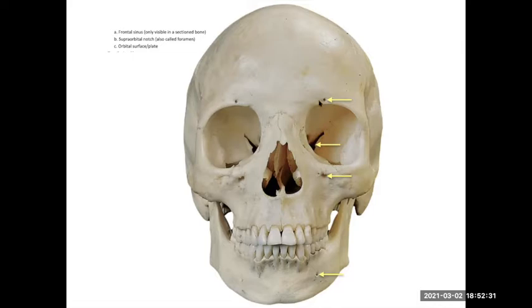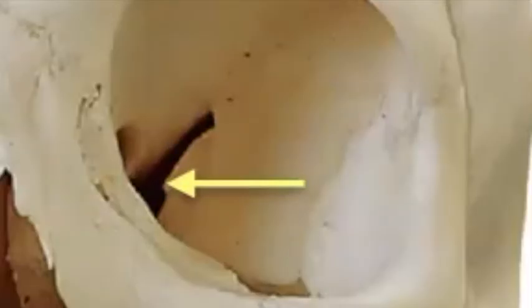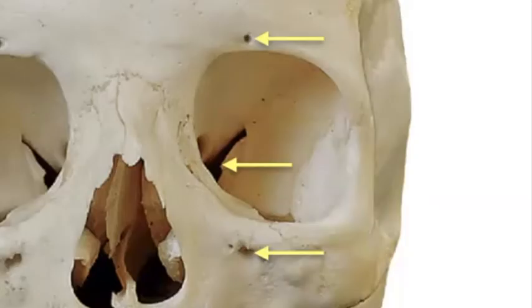I'm just going to look at the chat here. Somebody's asking about the superior orbital fissure or the supraorbital foramen. This thing right back here is a part where your nerves and your blood vessels are going through the back of your eye socket. That's the superior orbital fissure back here.